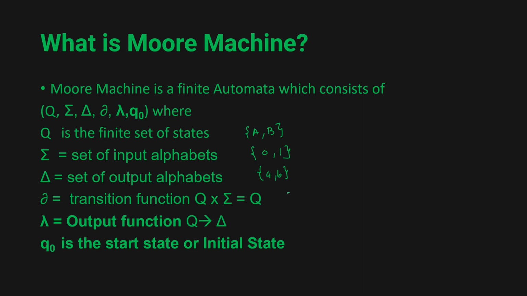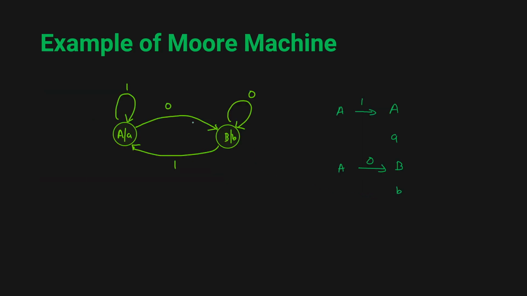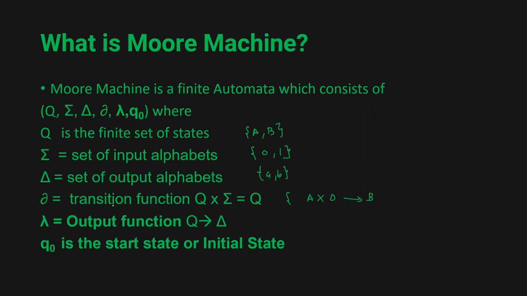That is, let's say you're in state A and you get an input 0, you go to state B. So this is our transition function, and the output function only depends on the states. So if you are in state A, the output is going to be small a. If you are in state B, the output is going to be small b. And Q0, as you know, is the initial state or starting state.